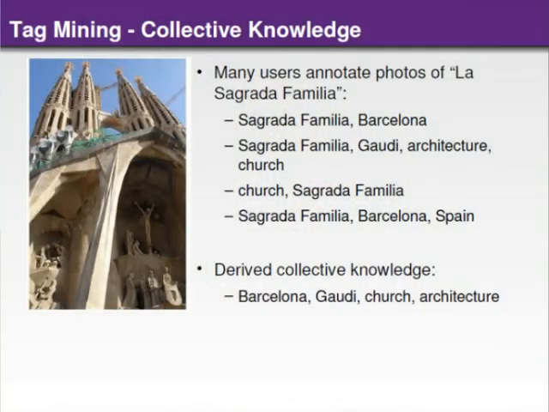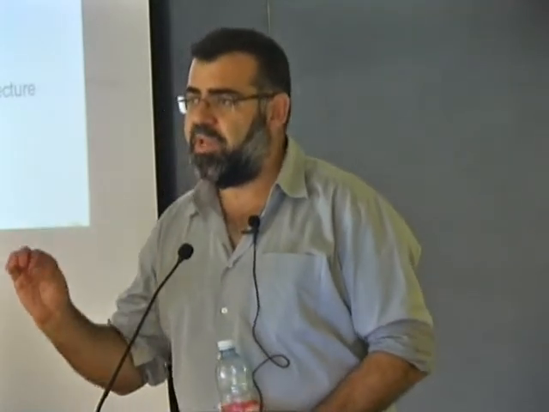So let's go to the first example, the wisdom of the tags. For the people who have been in Barcelona, this is one of the main landmarks, the main work of Gaudí, the Sagrada Familia. So you can collect the tags. The tags are in Spanish, in English, in Italian, in Japanese, in Chinese, in all languages. And then you will derive a collective knowledge about, for example, Sagrada Familia. It's about Barcelona, it's about Gaudí, it's a church, it's about architecture, in all languages. Here I have English, but it's in all languages. And that's very important. It's language independent.